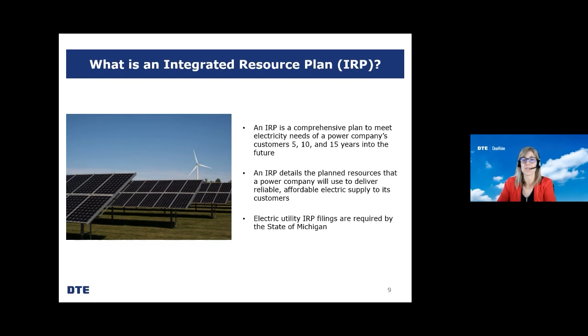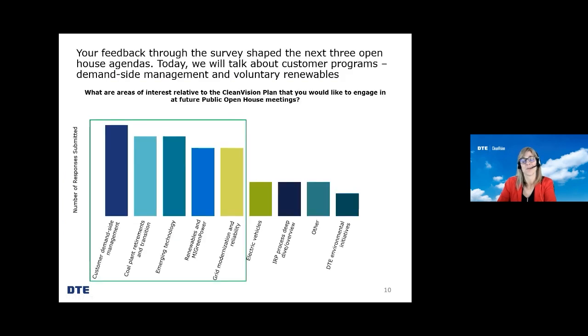So now I'm going to talk about the survey results that helped us determine what our topics were going to be. In January, we polled the audience for feedback on what areas of interest around the Clean Vision Plan you want to hear more about in future meetings. As you can see on page 10, here are the results of that survey. In the box on the left, the green box, are some of the areas with the highest responses. Based on this feedback, we talked about renewables and emerging technology at the open house last month. If you're interested in hearing more about these, you can go to the website and watch the recordings.